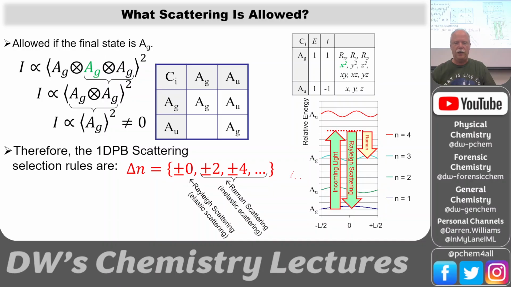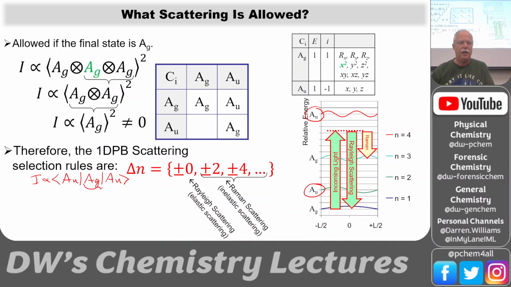So what if we started here, in this level? Could we go, let's say, intensity proportional to, let's do AU, AG, AU. Okay. And sometimes we'll just do vertical lines instead of those times symbols. So we can do it this way too. So this is all AU levels. Can we do AU to AU? And let's just do that one.